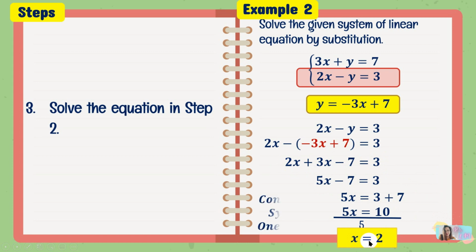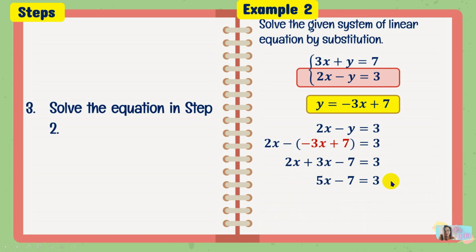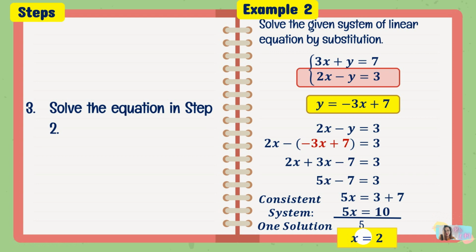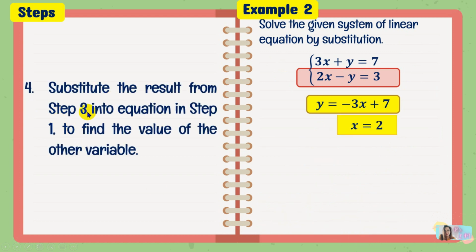And in this case, dahil may value po yung x natin at hindi siya nag-0-0, ay meron tayong consistent system. Ibig sabihin po, itong ating system na ito ay mayroong one solution. Intersecting lines ang graph niya kasi consistent system siya. So, to get the y-coordinate paired to this x-coordinate, we have to continue to our step number 4.